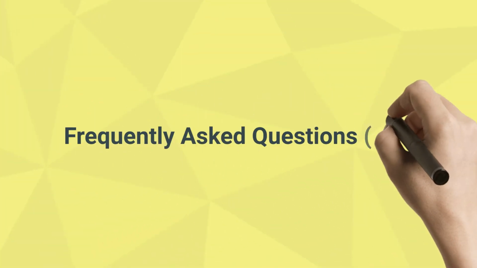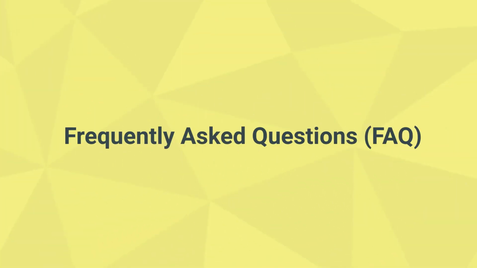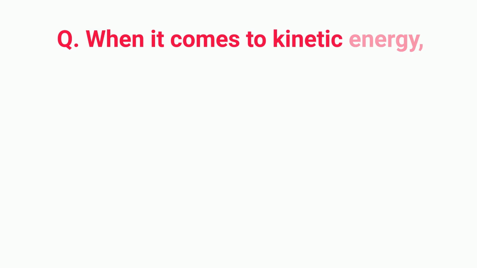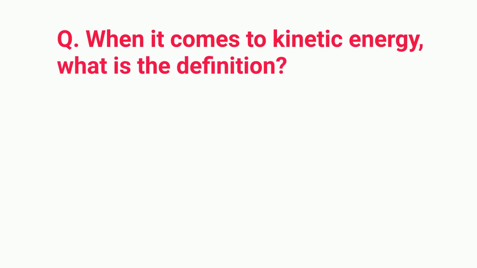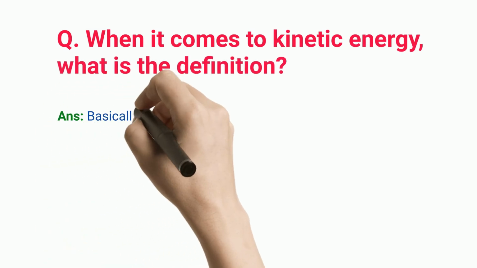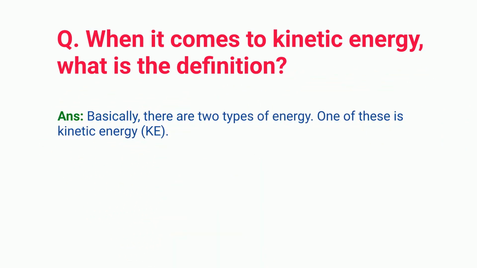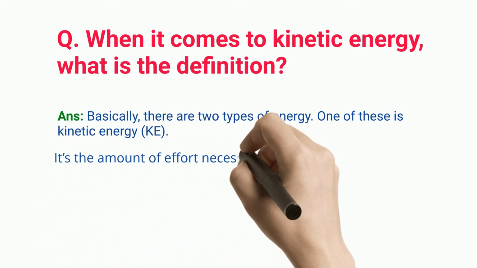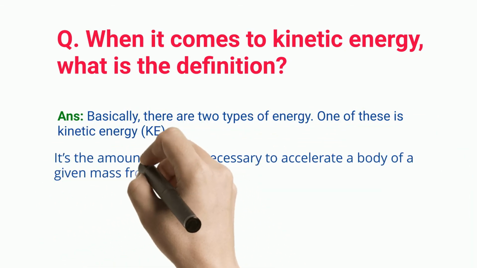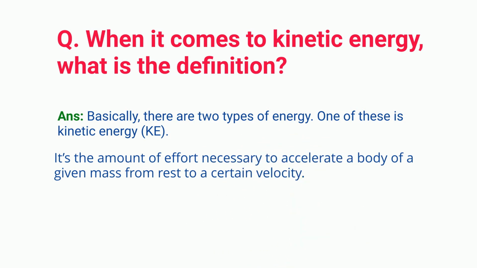Frequently asked questions, FAQ. Q. When it comes to kinetic energy, what is the definition? ANS. Basically, there are two types of energy. One of these is kinetic energy, KE. It is the amount of effort necessary to accelerate a body of a given mass from rest to a certain velocity.